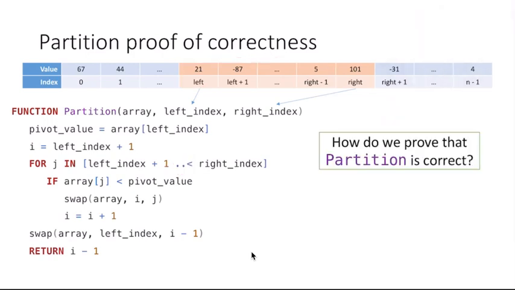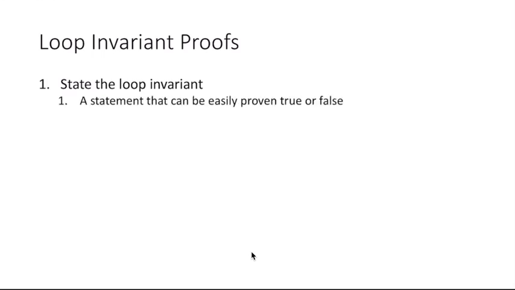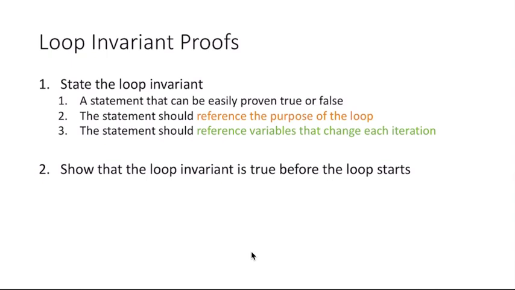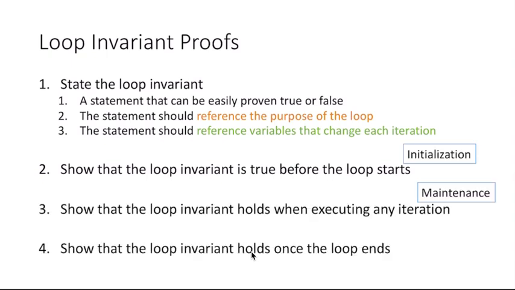So how do we prove that partition is correct? In the past, what have we used when we were proving the correctness of something that's essentially just a loop? Well, we're going to do a proof by loop invariant. So again, we start by stating the loop invariant. That's a statement that can easily be proven true or false. It should reference the purpose of the loop, and it should reference any variables that change each iteration. And we're going to show that the loop invariant is true before the loop starts. That's initialization. And we're going to look at the maintenance and termination conditions as well.